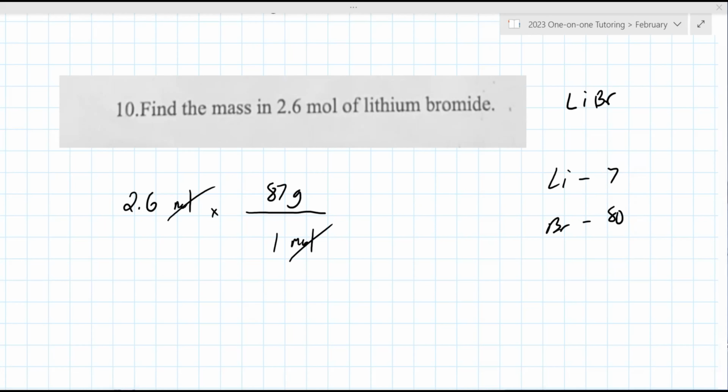What do we got here? 226 grams. All right, any questions before we flip the page and go to something new? No, this is all making sense. Good. All right.